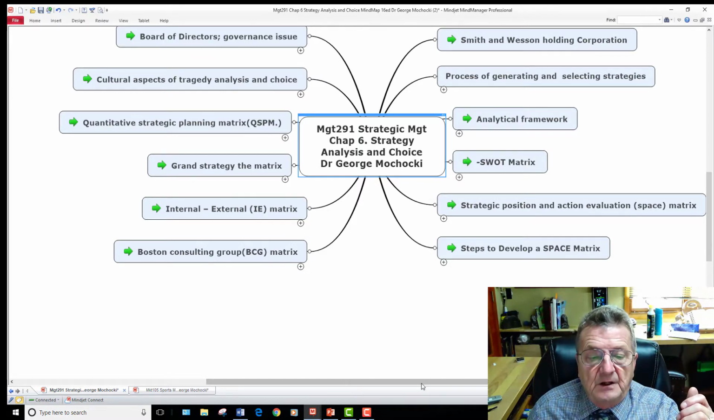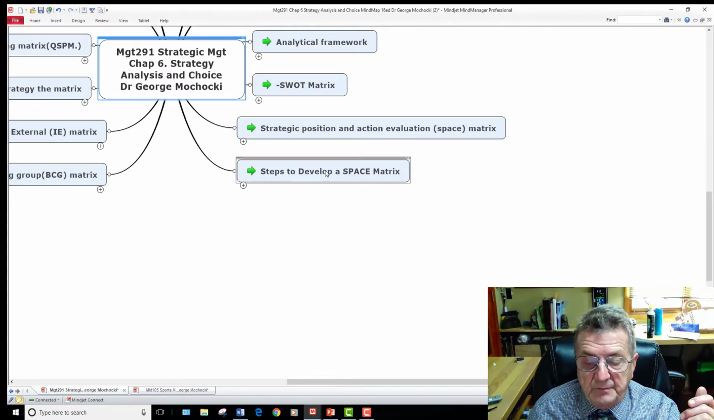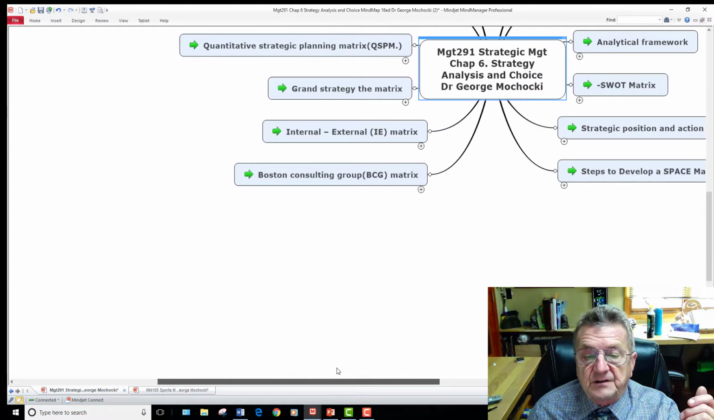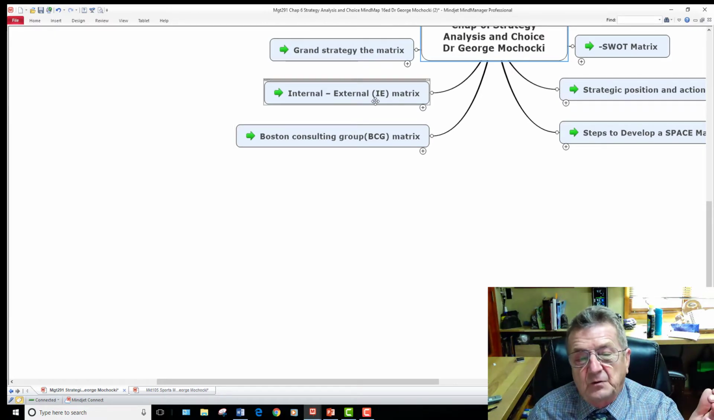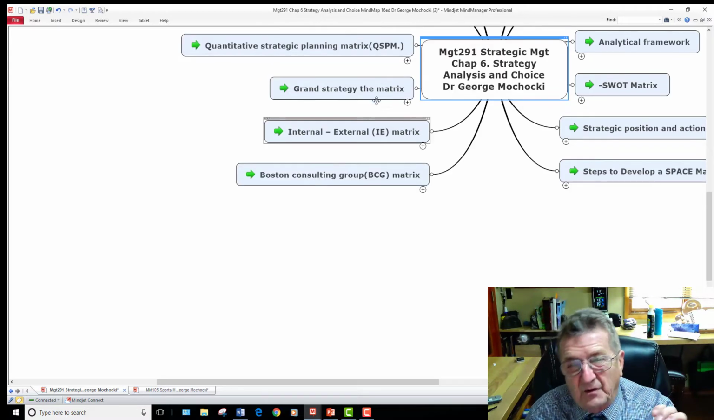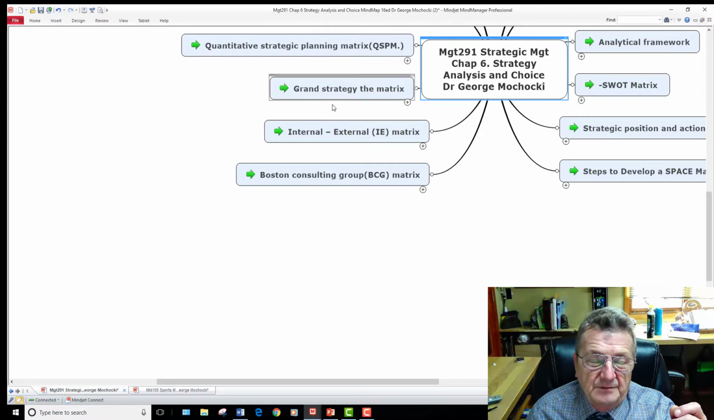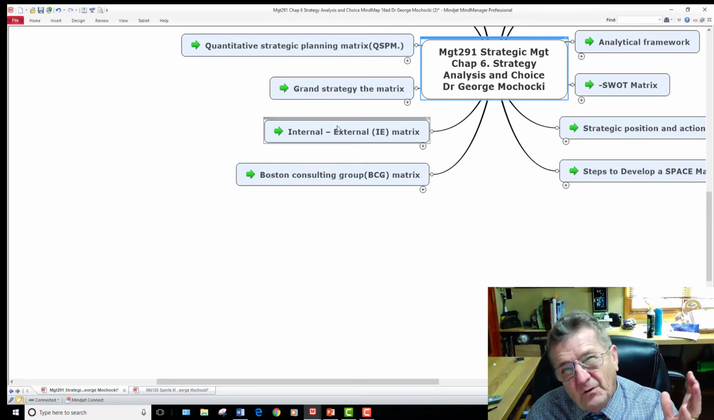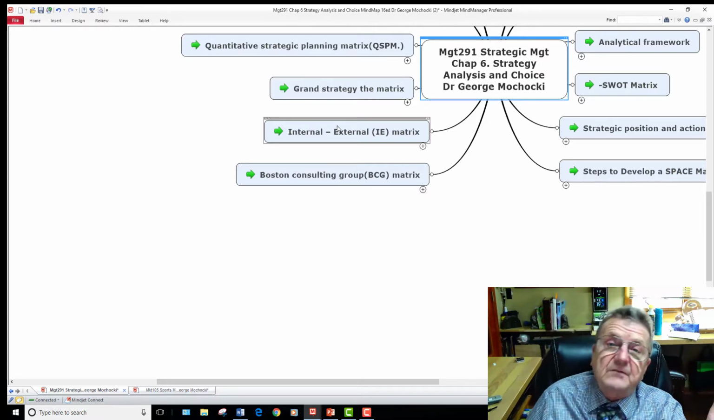Strategic positioning and action space matrix, steps in developing the SPACE matrix, Boston Consulting Group, that's the one that's utilized a lot, internal and external matrix. You had to start off with that. Remember, a lot of companies utilize two of these in combination. Four is a little bit of a stretch unless you have a lot of money or different individuals looking.